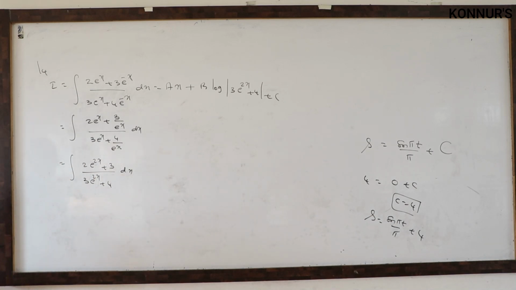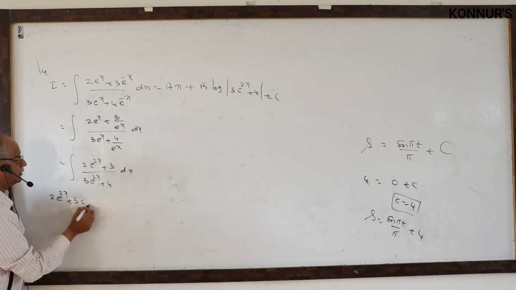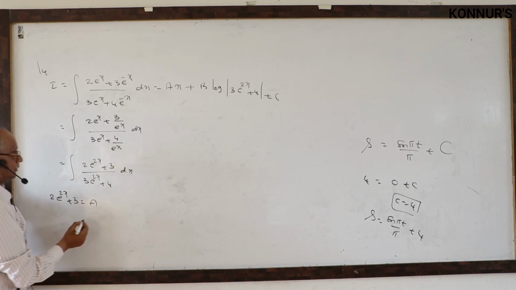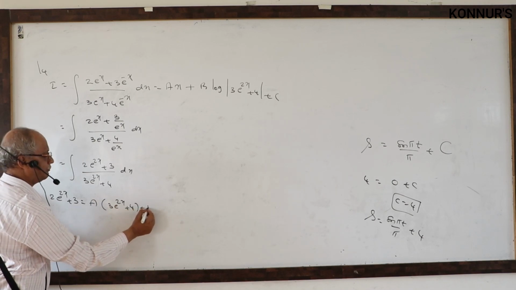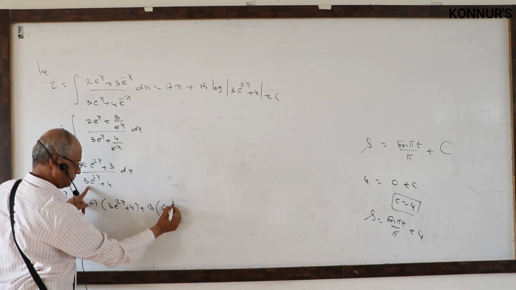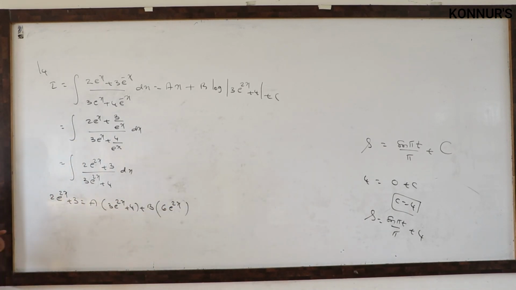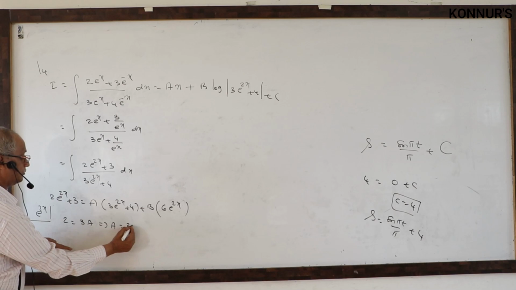Now you have to do like standard type problem. Express numerator is equal to a into denominator plus b into derivative of denominator. What is derivative of this? 6 e power 2x. Now comparing e power 2x terms both sides, 2 equals 3a. What is a value? 2 by 3.